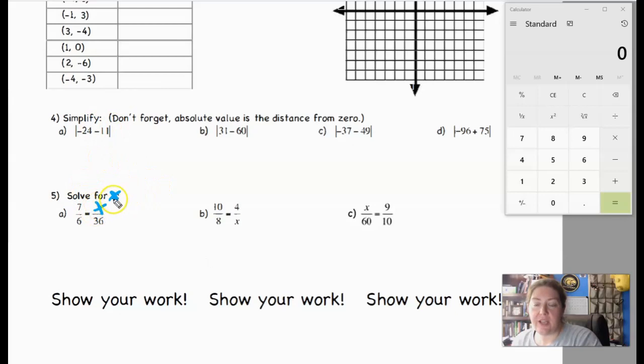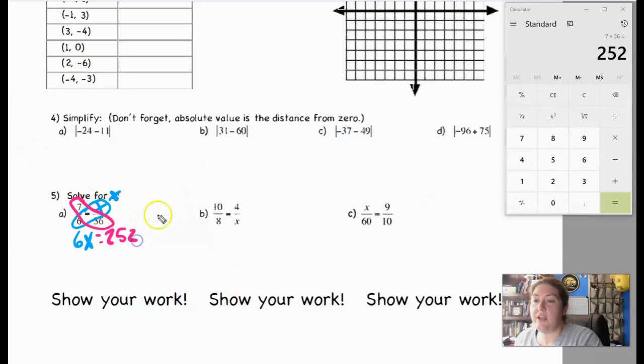Now, we've worked these in class, and I've explained the long way and the reasoning of why we do these things, but I'm going to show you the shortcut here. We're going to butterfly. We're going to cross multiply. So I'm going to take these two and multiply them. So 6 times x gives me 6x. And then I'm going to take these two and multiply. And in my handy dandy calculator, the ultimate cheat tool, I'm going to say 7 times 36. That gives me 252.